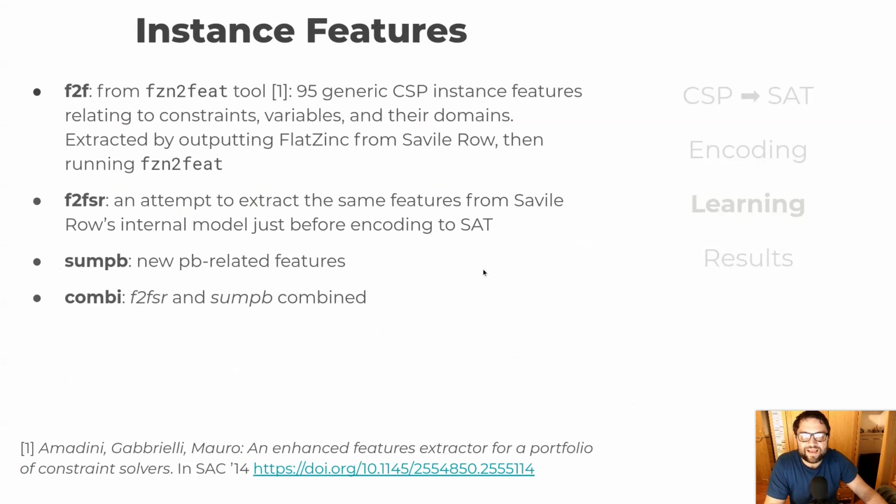For our features, we began with 95 generic instance features that came from this paper here. We got those by outputting the flatzinc from Savile Row and then running the fzn2feat tool to give us our feature vector. We then attempted to extract the same features from Savile Row from its internal representation just before encoding to SAT. And we introduced some new features that were specifically related to pseudo-Boolean constraints. Finally, we combined these last two sets to give us a large combined feature set.